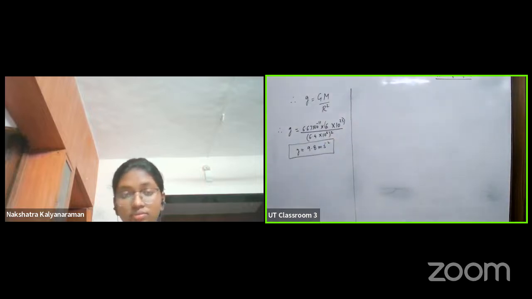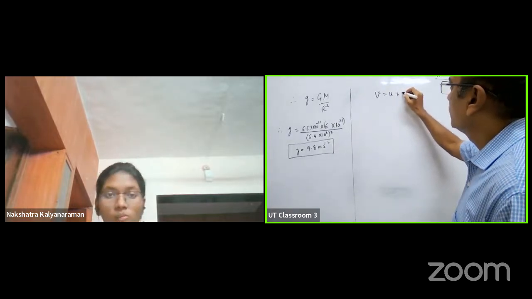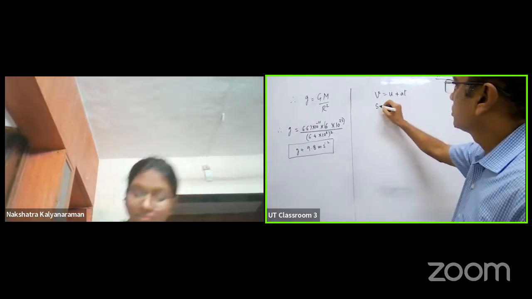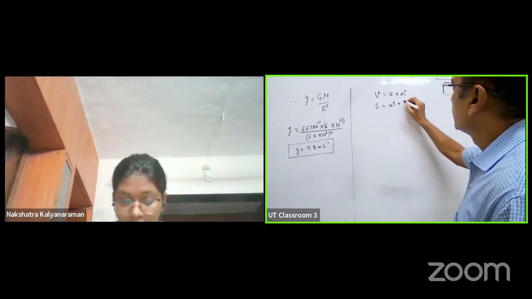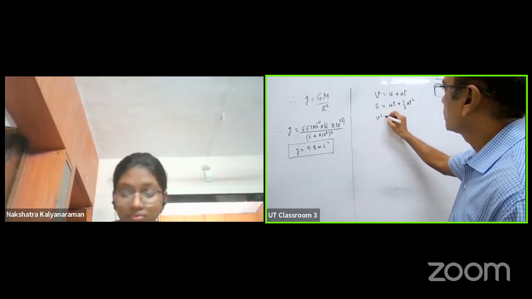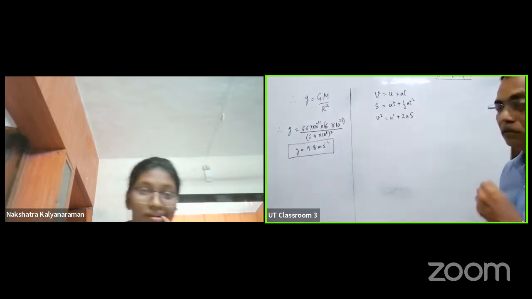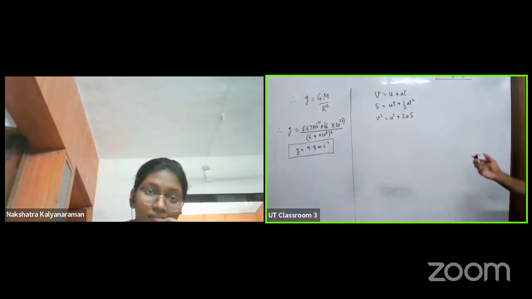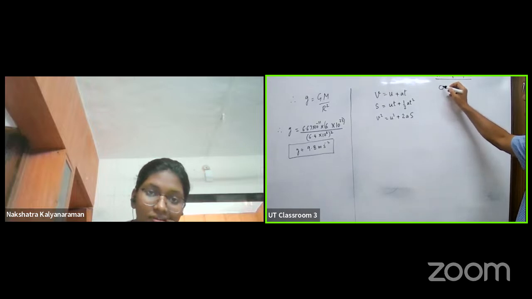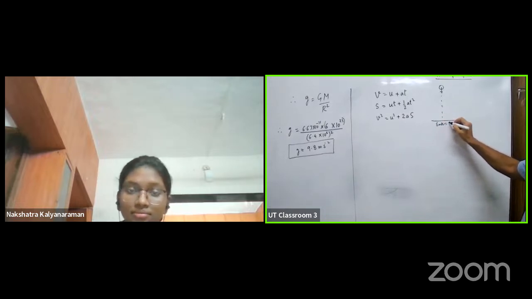So what are the equations of motion? You are familiar with them. There are 3. So v is equal to u plus at. Then s is equal to ut plus half at square. Then v square is equal to u square plus 2as. Right? So under free fall, like when the body is dropped from a height, and now it reaches the earth's surface.